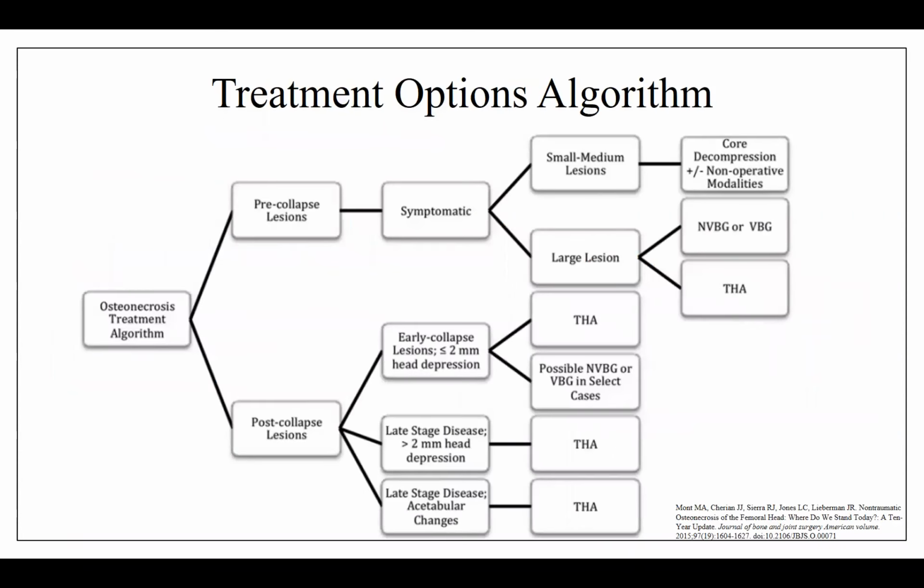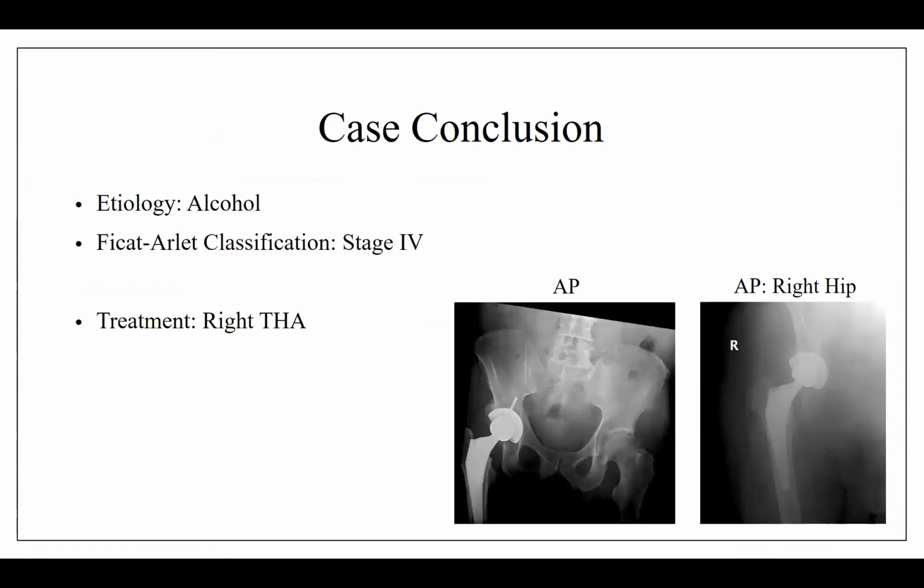This slide has a nice flow sheet that we can use in order to see which treatment options would be ideal for our patients with ABN, and it categorizes them based off of pre-collapse and post-collapse. As we can see, most of the patients with post-collapse end up needing to have a total hip arthroplasty as a treatment option. So going back to our case with a 50-year-old gentleman who had limited internal rotation, hip pain in his right hip for the past year.